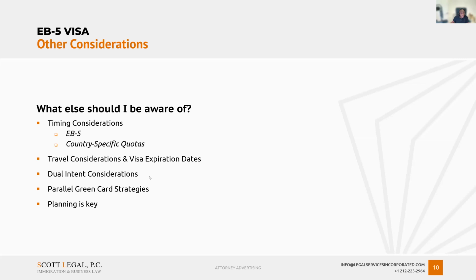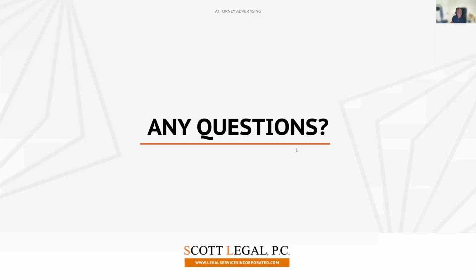Then sometimes, depending on your underlying visa, like let's say you have a TN visa or some visa that's not a dual intent visa, that can be problematic. So you have to really make sure that you're planning accordingly, and planning really is the key. We do have people that engage in a parallel green card strategy. They might apply for a NIW and then also apply for EB-5 because they want to make sure they're hedging their bets. So that's something to keep in mind.